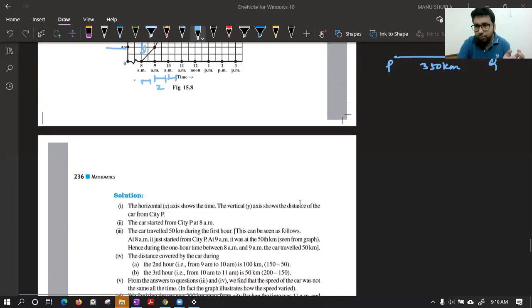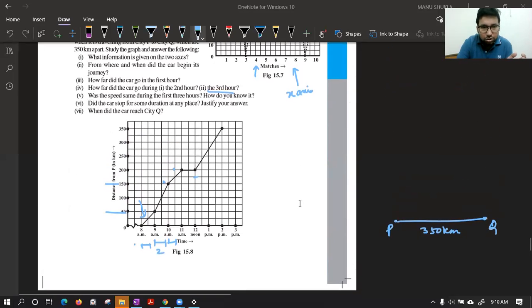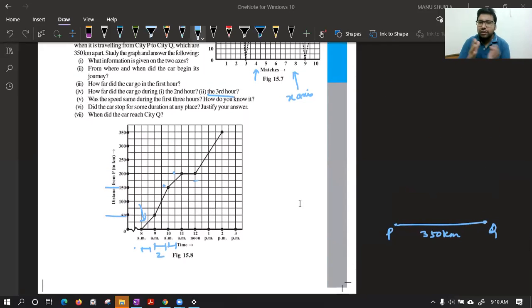At 1 p.m., 275. But maybe in 1 hour they have increased the speed. They have to reach in some function or something.